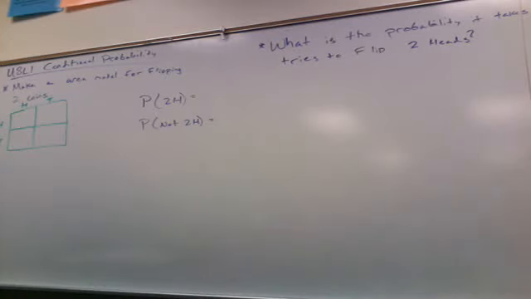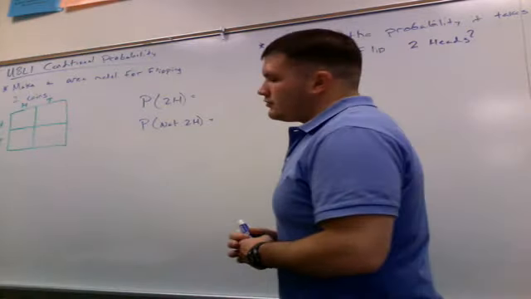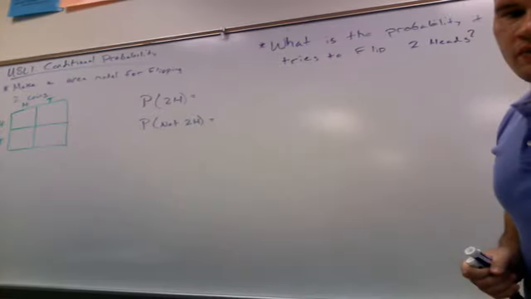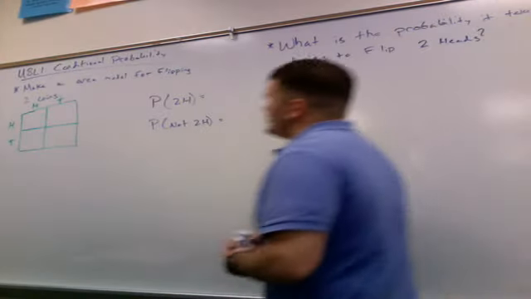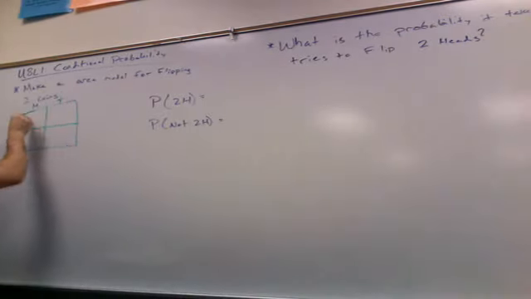Using that area model, what's the probability of getting two heads? 1 out of 4. How'd you get that, Sabrina? Okay, so heads and heads overlap at one spot, right?